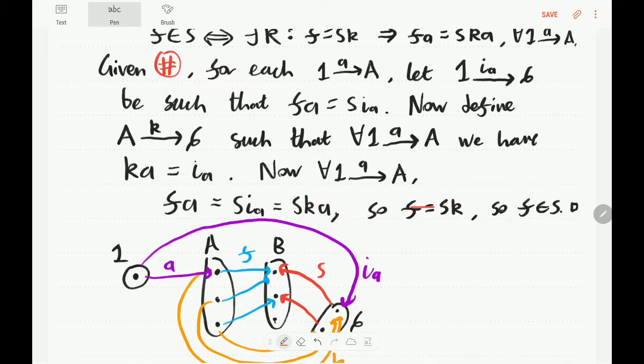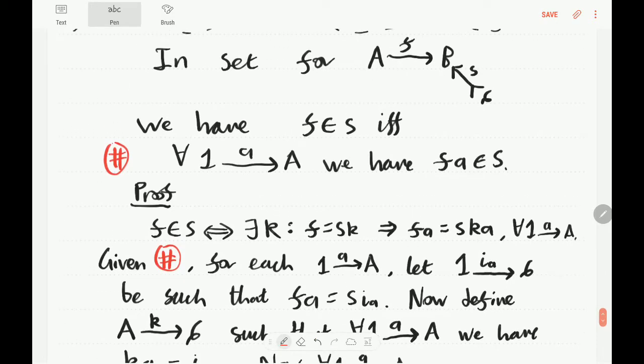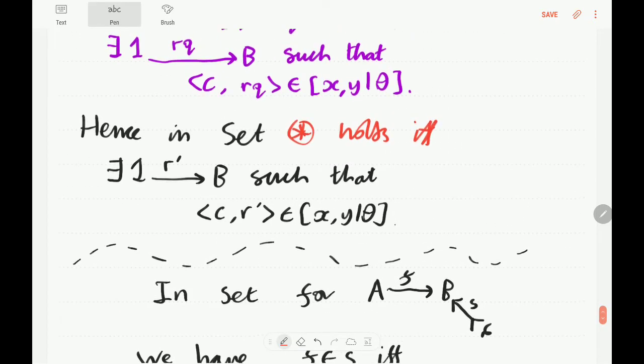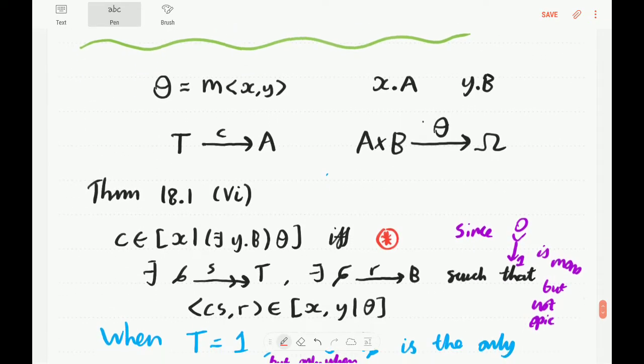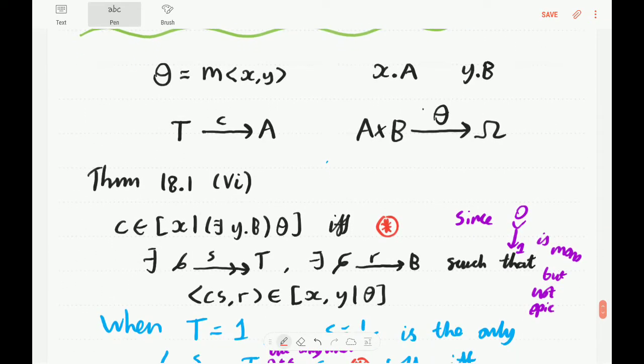And so since we're working in sets, if two arrows agree on all the points, then they're the same. So that means that f is equal to sk. So then f is in S. So that means that the right statement implies the left statement, and the theorem's proved. So given that, if we can understand how there exists and for all work in terms of points, then we can understand them in general.